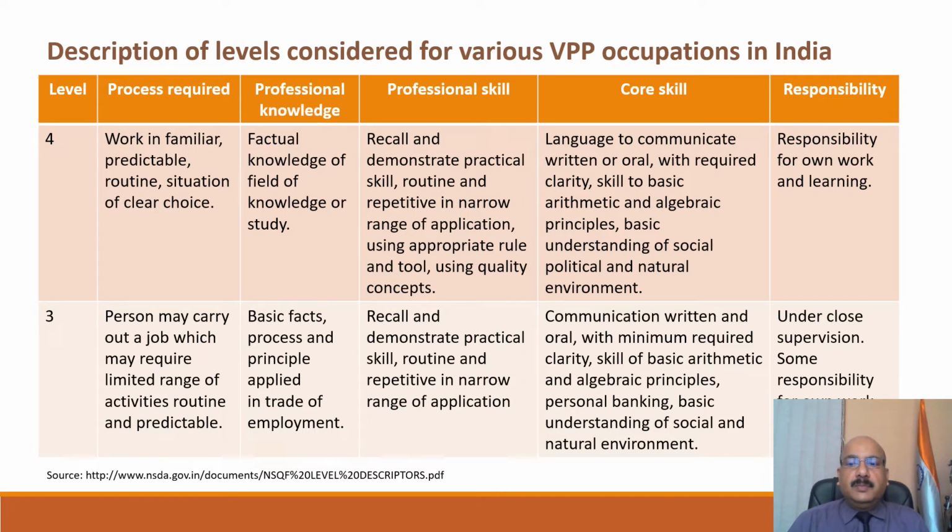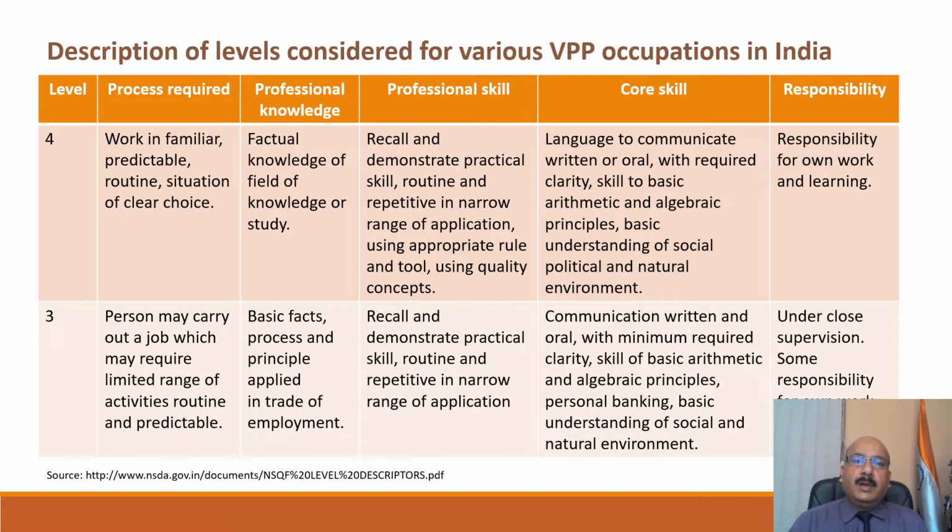If you read through these descriptions, you will see that they are more focused on the outcome. We expect that a VPP trained under level 4 will work in a familiar, predictable situation where he has a clear choice to be made. Similarly, we expect that he needs to have the factual knowledge of the field of knowledge or study, here the veterinary science. He must have certain factual knowledge.